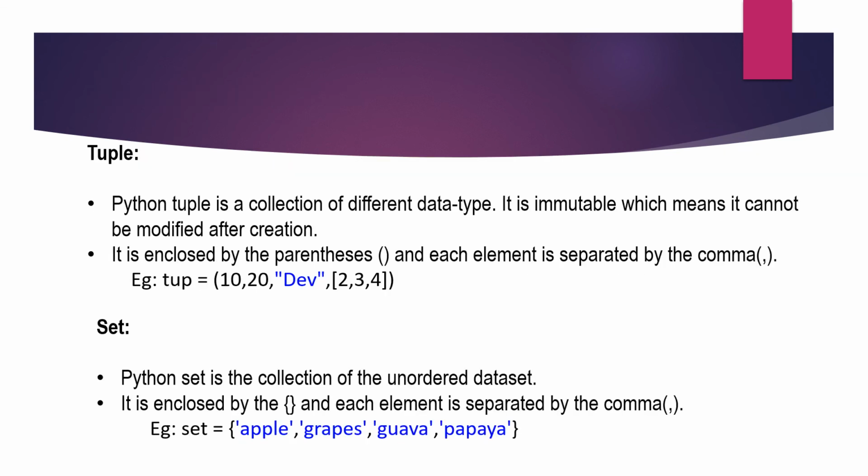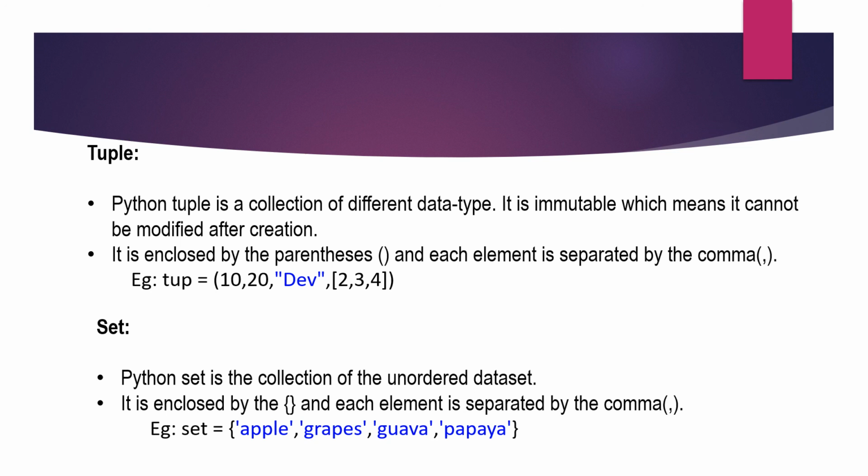Next is tuple. A Python tuple is a collection of different data types. It is immutable, which means it cannot be modified after creation. It is enclosed by parentheses and each element is separated by a comma. Example, a tuple within parentheses: 10, 20, Dave, which is a string data type, and 2, 3, 4 as a list. So a tuple can hold different data types. It is immutable, meaning it cannot be modified.